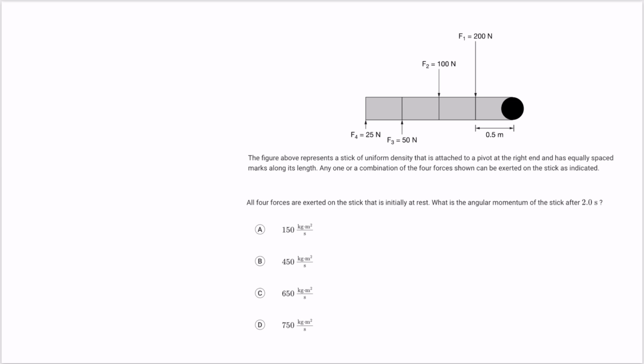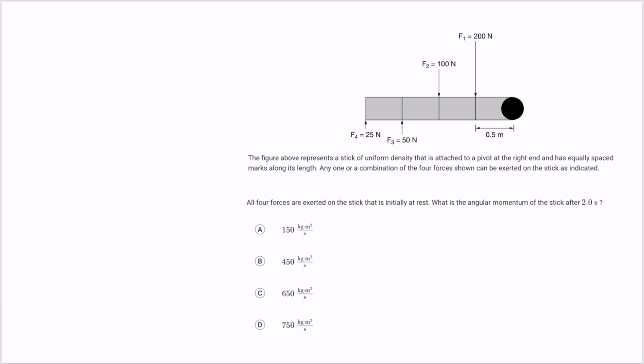The figure above represents a stick of uniform density that is attached to a pivot at the right end and has equally spaced marks along its length. Any one or a combination of the 4 forces shown can be exerted on the stick as indicated. If all 4 forces are exerted on the stick, which was initially at rest, that's important, what is the angular momentum of the stick after 2 seconds?